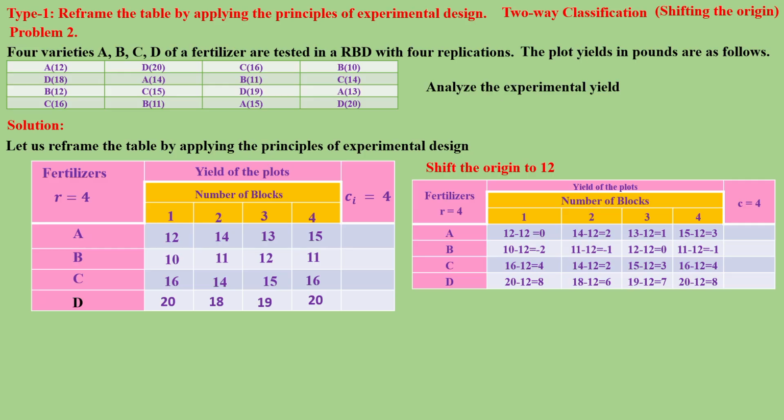While shifting the origin, the numbers reduce to small values, so the calculation is very easy. That is why we are using the shifting technique. Otherwise you can use the data directly. That is not a problem, right?